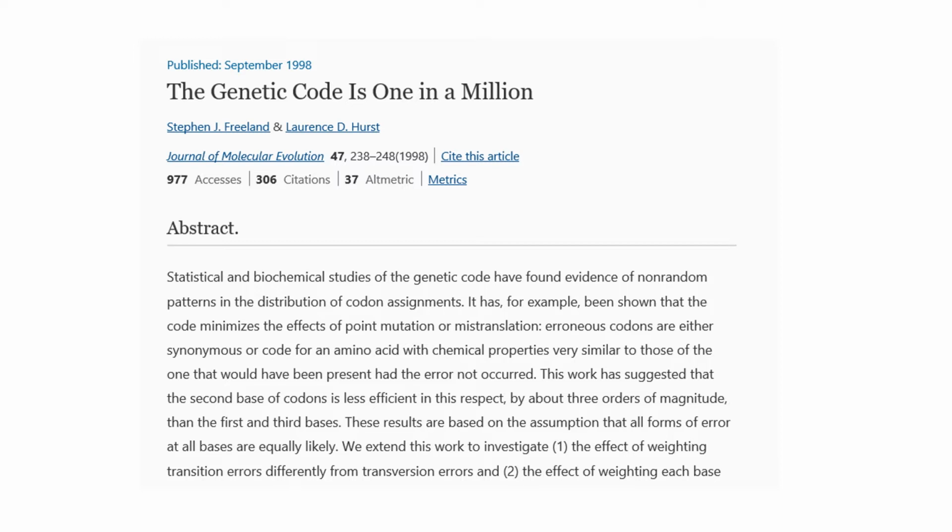But if we look at nature, we see that a mutation of A to G is more likely than A to C or A to T, for example. And when this situation was taken into account, it turned out that the standard genetic code, our genetic code, is even more efficient and more optimal than the first analysis showed. And in fact, that is the title of the paper. It now turned out that the genetic code is 1 in a million. That is its level of optimality or efficiency.